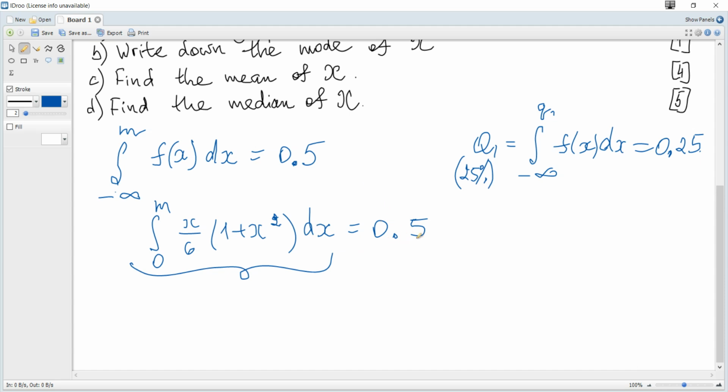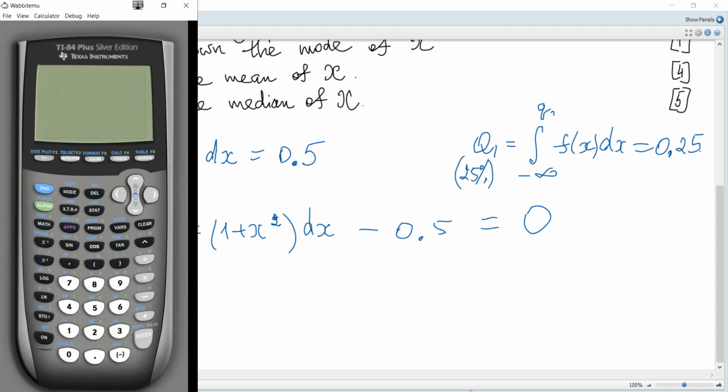We do it with the graph. We can consider this to be one function and this to be another function, and find the point of intersection. But I prefer to consider one function, so we move 0.5 to the left and consider only one function, which looks like this, and it is equal to 0.